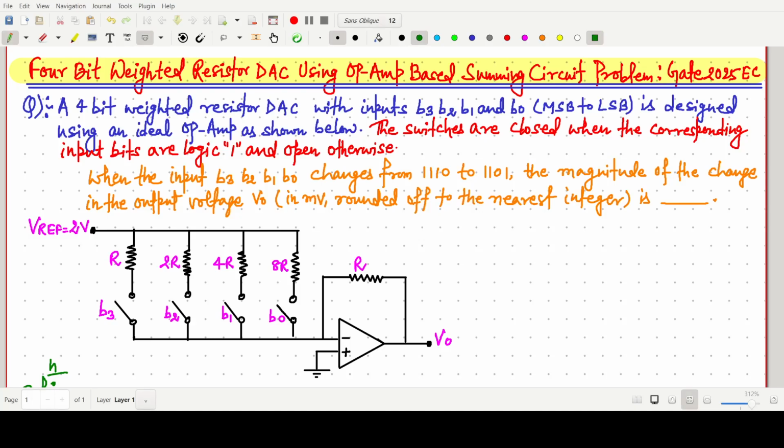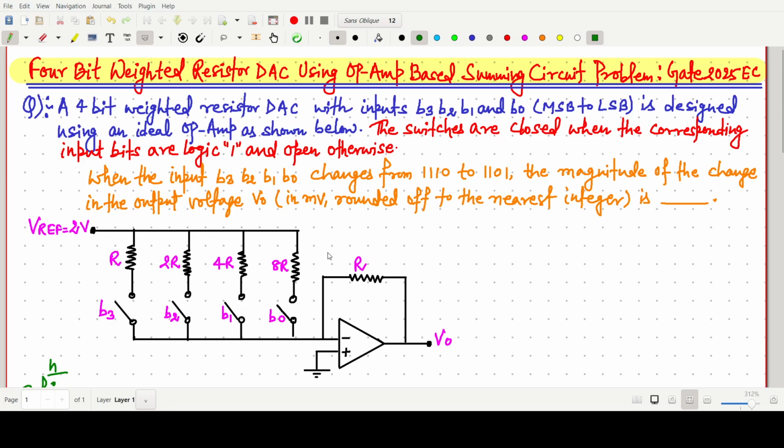Welcome everyone. In this video lecture, we will solve a GATE 2025 EC question in which we have to find out the change in the output voltage V naught. The question is that a 4-bit weighted resistor digital to analog converter with inputs B3, B2, B1 and B0, where B3 is the MSB and B0 is the least significant bit, is designed using an ideal op amp as shown below.